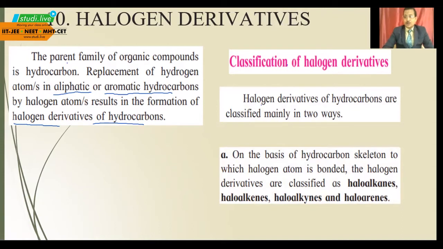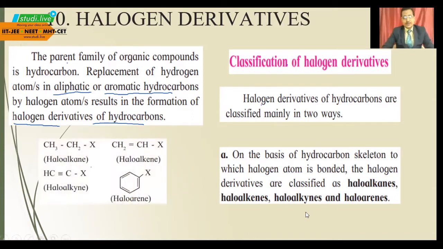And depending upon that, they are classified as the first type, haloalkanes. Then you have haloalkenes, and you have haloalkynes, and finally haloarenes. So what are the different types very quickly? Yes, haloalkanes, haloalkenes, haloalkynes, and haloarenes. So these are the types in case of the classification of halogen derivatives. Now let's talk about one by one for all of them.